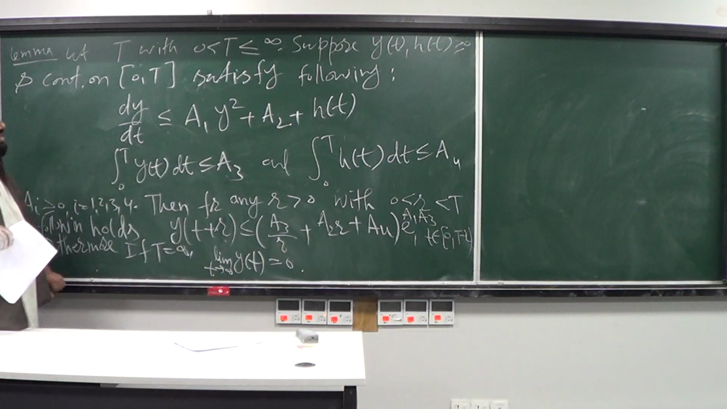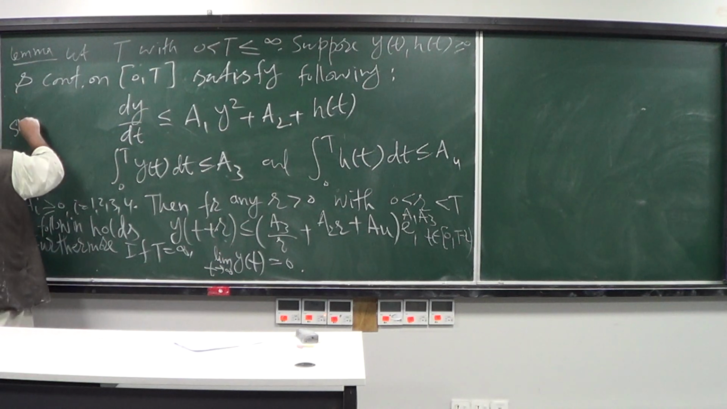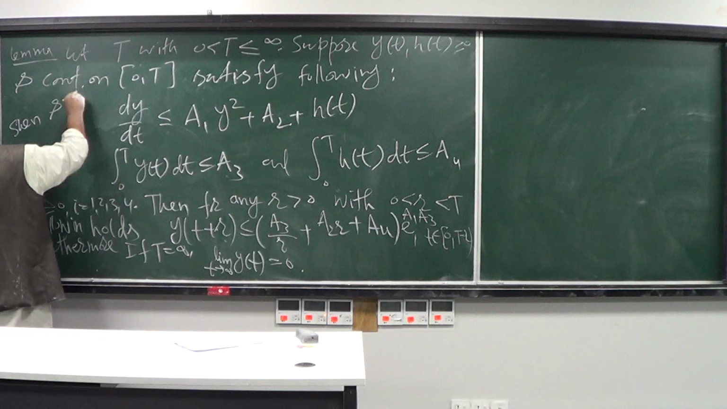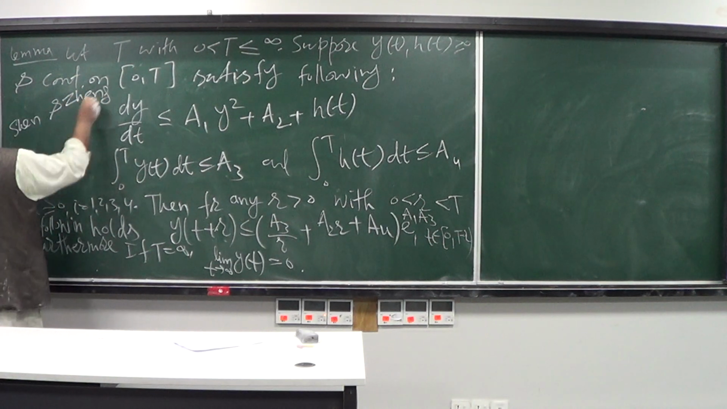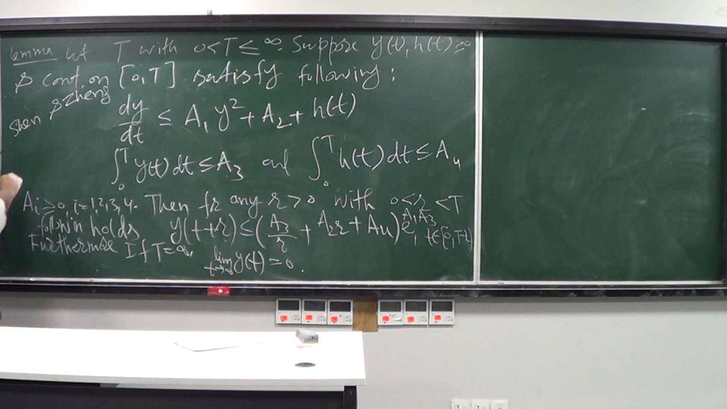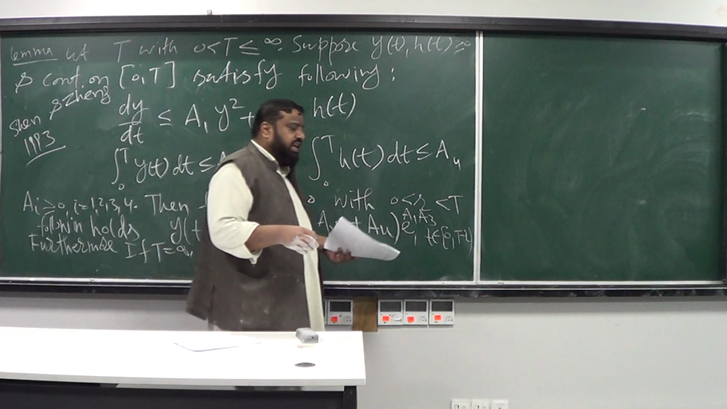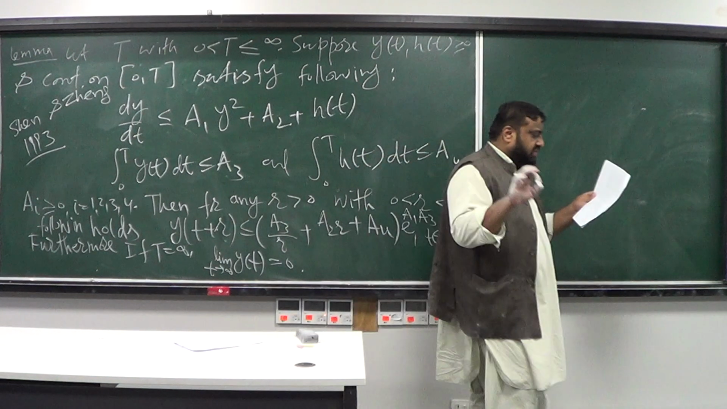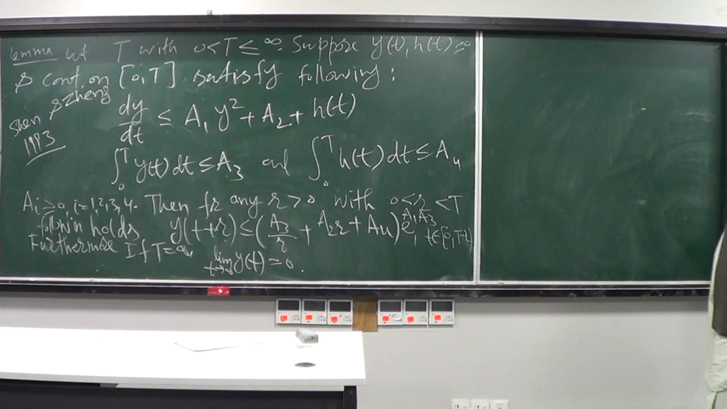So this lemma is due to Shane and Zhang, and you can find the reference in the notes. They proved this lemma in 1993. I think this was a paper on studying the Cahn-Hilliard equations. It's a very interesting set of equations, and they proved this interesting lemma.